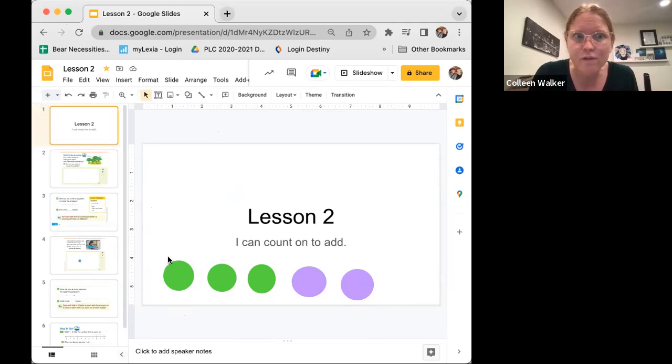So if I have 3 circles and I get 2 more circles, instead of counting all of them, we can use the count on strategy. This strategy is so helpful because it helps you do things faster. And it's really fun to be fast and more efficient, and it's helpful too when we're solving math problems. So instead, I'm going to start at 3 and I'm going to count on 2 more. Let's try it. Ready? 3, 4, 5.